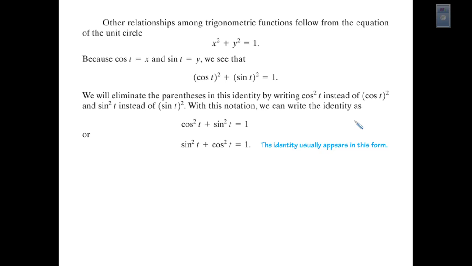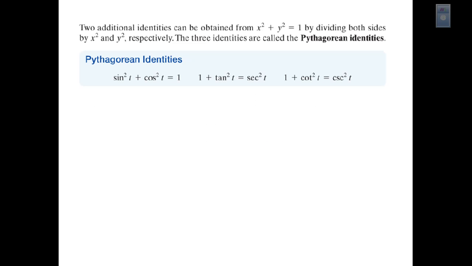Alright, and we do the same thing with sine t quantity squared and write it as sine squared t. With this notation, we can write the identity as cosine squared t plus sine squared t equals 1, or if we just flip the sine and the cosine, we can because they're added and both positive. We see this, and this is the way the identity is usually going to be seen. And this is called a Pythagorean identity. And here they are. And there are others, and I'm going to show you how to get the other two.